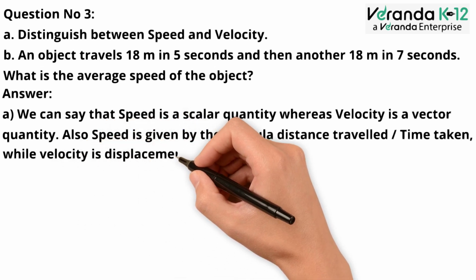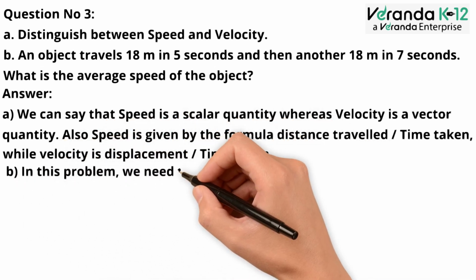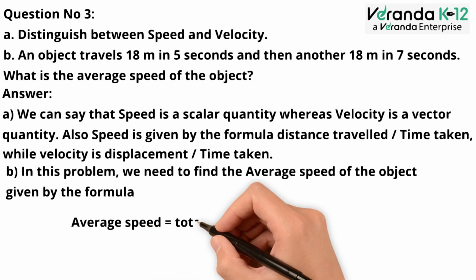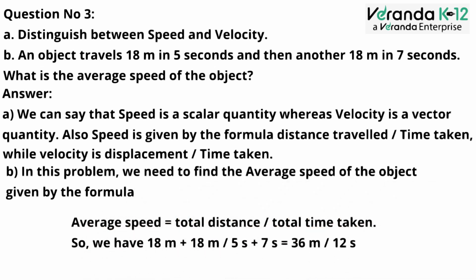For part B, in this problem, we need to find the average speed of the object, which is given by the formula total distance by total time taken. So, it is 18 meter plus 18 meter divided by 5 seconds plus 7 seconds. That gives you 36 meter by 12 seconds, which is 3 meter per second. And the answer of average speed is 3 meter per second.